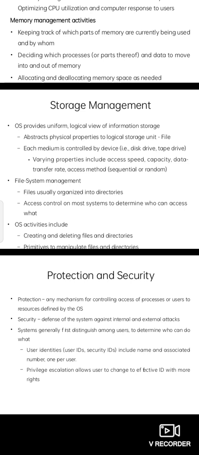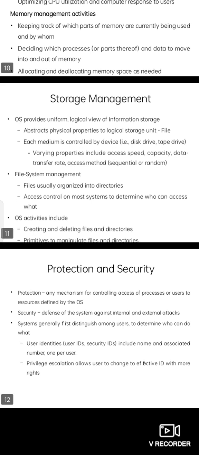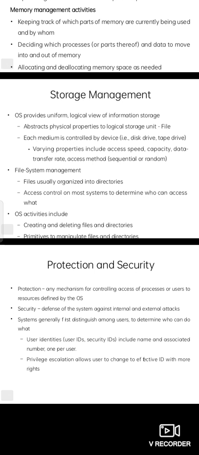So the system generally first distinguishes among users to determine who can do what. For that we need user identities, that is user ID. Security IDs include a name and associated number, one per user. Privilege escalation allows a user to change the effective ID and more. Right. So these are all the functions of our operating system.